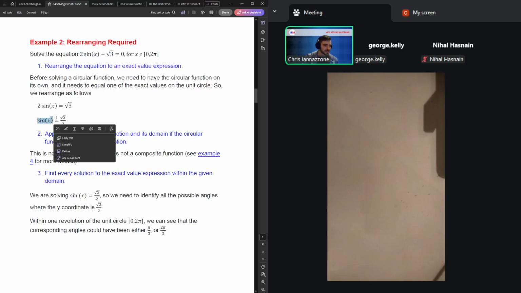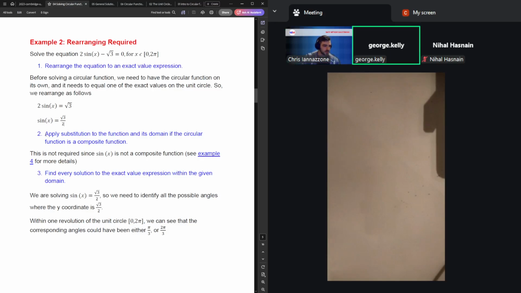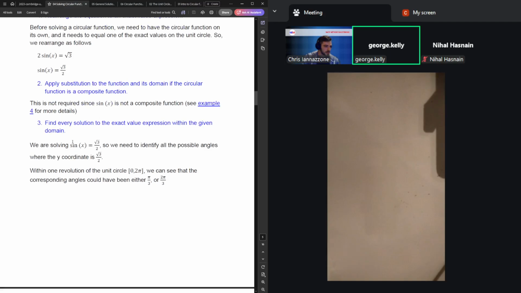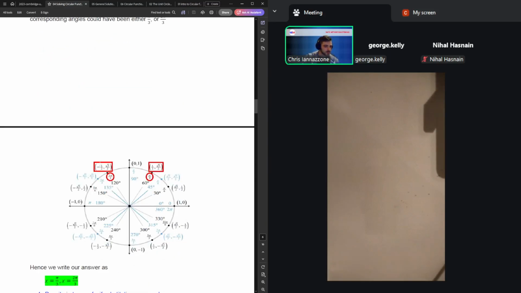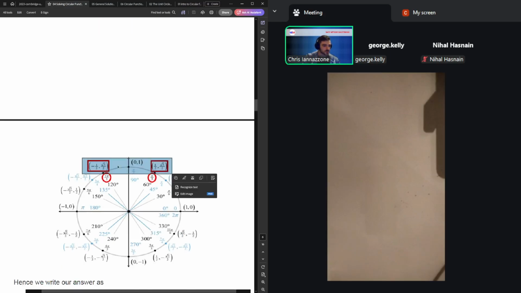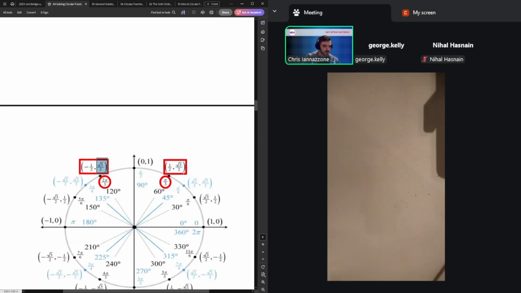That gets us the sine on its own, and the root 3 on 2 as the value that we're now looking for. Again, no composite function. There's no 2x or whatever inside there, so we're just going to skip this for now. And we're just going to do the same thing that we did before, but this time for sine. Since sine is the y values, we're now going to look for all the spots on the unit circle where the y coordinate is root 3 on 2. And it's going to correspond to pi on 3 and 2 pi on 3 as our values.